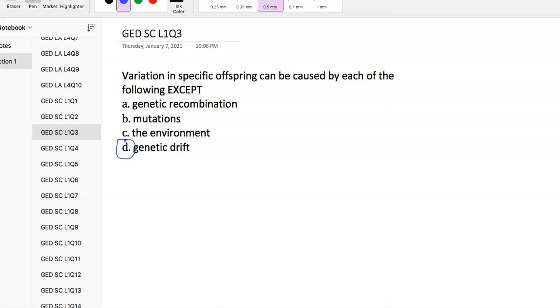Parental DNA is recombined using the process of meiosis. Mutations can add novel genes to a population, and the environment can shape the expression of genes. However, genetic drift is the change in frequency of an existing gene variant or an allele in a population due to random sampling of organisms.